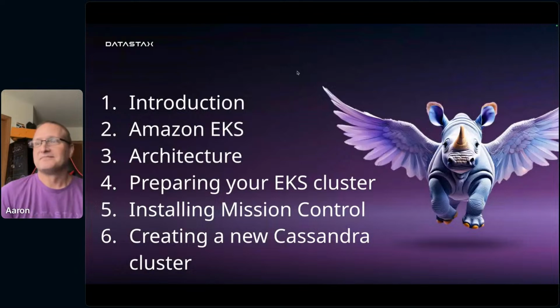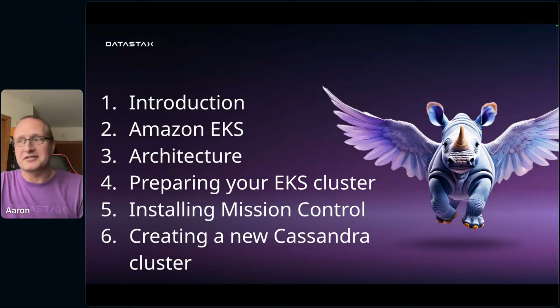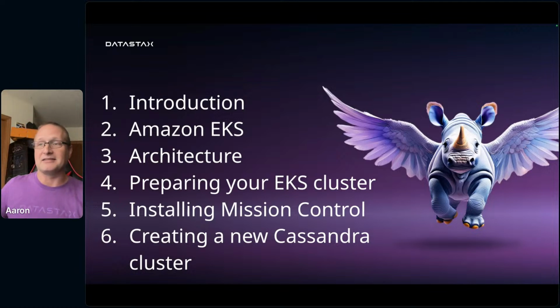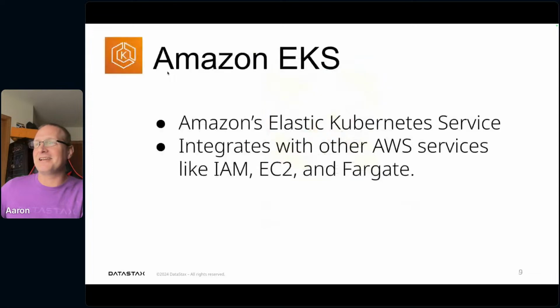So hey, real quick, our agenda for today, pretty simple. Try to match up with our goals. We're going to get into Amazon EKS at a high level. We're going to talk a little bit about the architecture and what happens when you're deploying Cassandra on Kubernetes with Mission Control. We're going to look at preparing your EKS cluster, or a pre-prepared EKS cluster. We'll install Mission Control, and assuming everything goes well, we'll build out a new Cassandra cluster on top of that at the end.